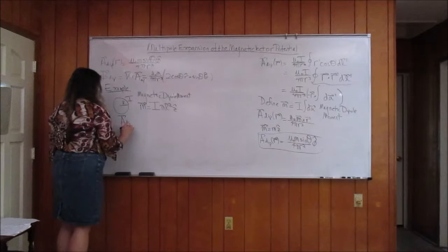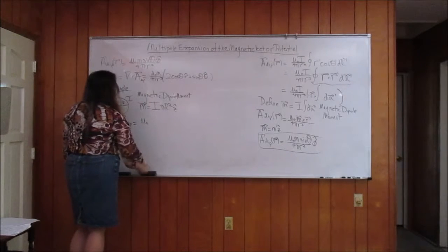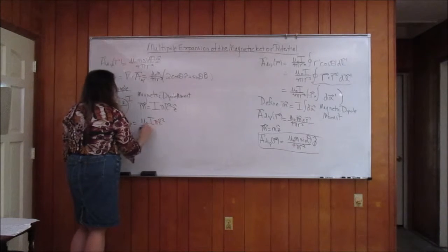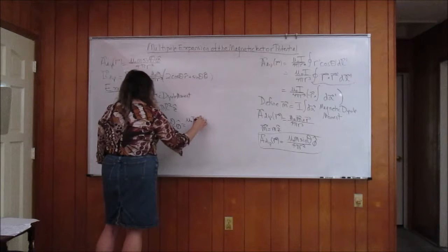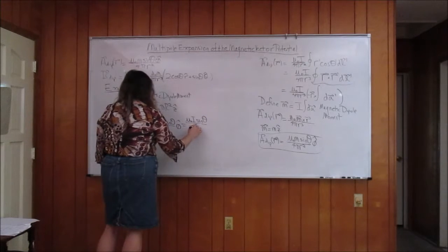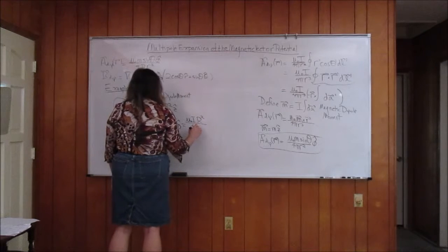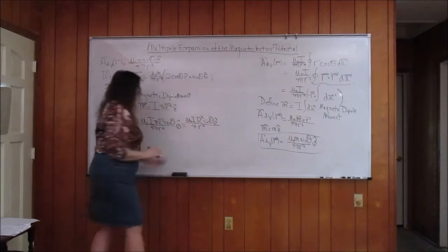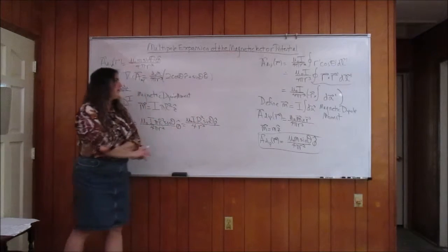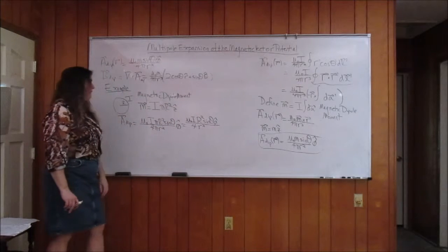So this is mu naught I over the radius of the ring squared times sine theta over 4 r squared, where r represents the observation point, and that's going to be way out here somewhere. And this is in the phi direction.